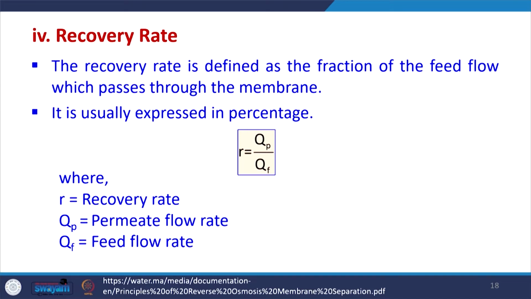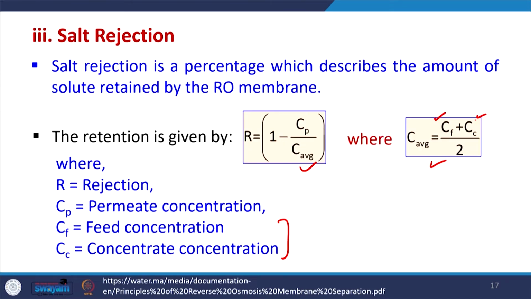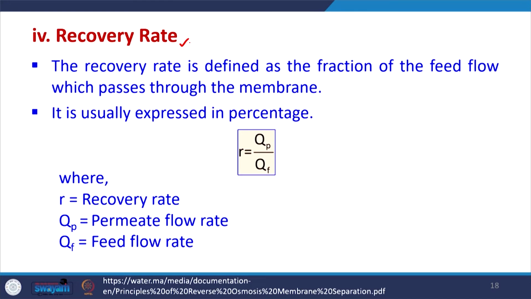Now, the rejection is with respect to salt, but recovery rate is with respect to water. Recovery rate is defined as the fraction of feed flow which passes through the membrane, and this gives the idea of how much permeate we are getting out of the total feed. We always want this to be higher, so that the rejected stream is lowest possible, and this is very important for any industry.